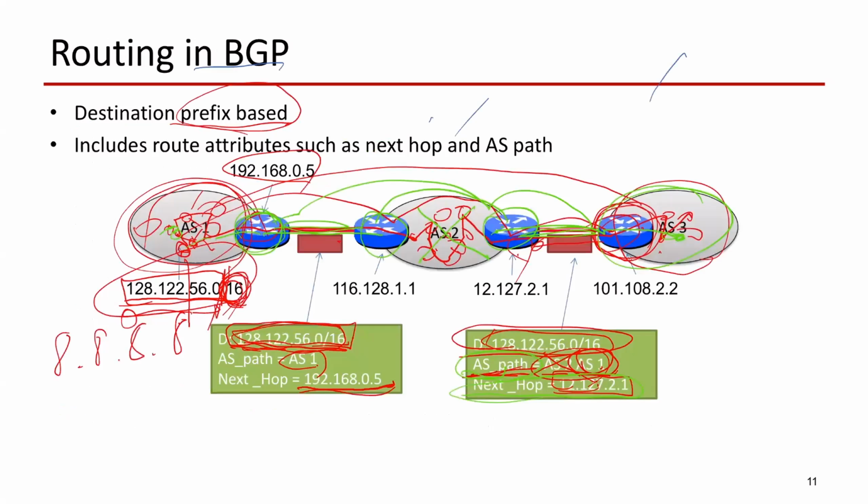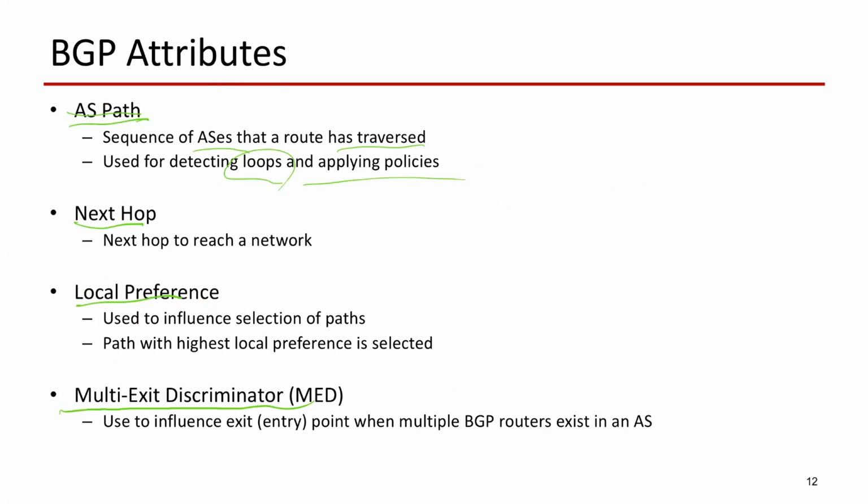A policy is something like: if something comes from AS3, deliver very slowly. Or if the packet is coming from AS3, deliver as fast as I can handle. Next hop information is the next hop to reach a network. So router to router, I need to know the next hop information. Local preference is used to influence the selection of the path, and the path with the highest local preference is selected, meaning I prefer to go to the IGC much higher than to Yonsei.